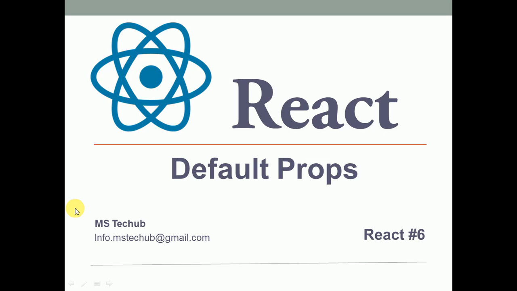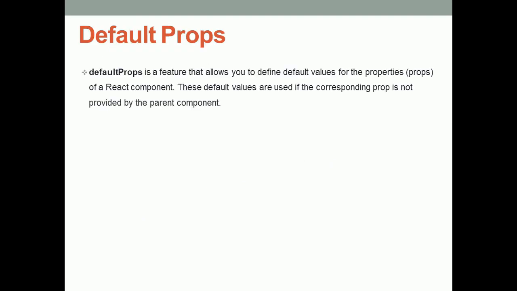This is the continuation of the React series. In this video, we are going to discuss default props. Default props is a feature that allows you to define default values for the properties of a React component. These default values are used if the corresponding props are not provided by the parent component. Let us see it in action.